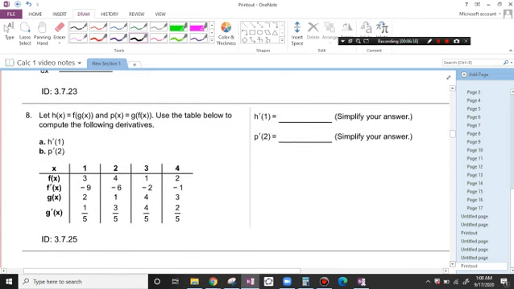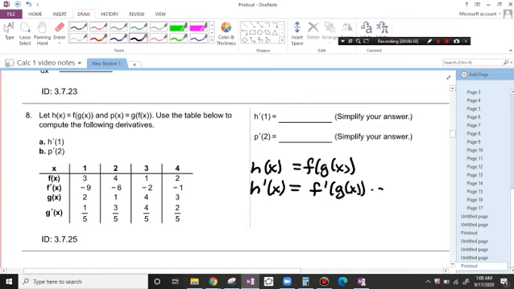We use the chain rule. Let h be f of g of x and let p of x be g of f of x. They're going to try and confuse us, but they just can't do it. H of x is f of g of x, and therefore h prime of x, will just be methodical with it, f prime of g of x times the derivative of g of x.